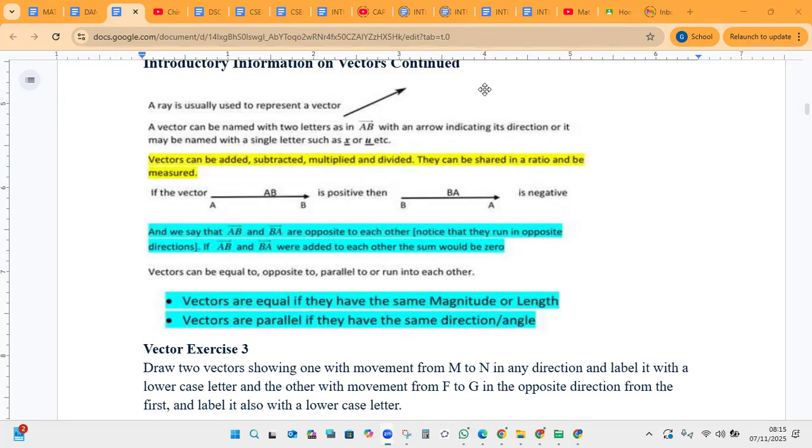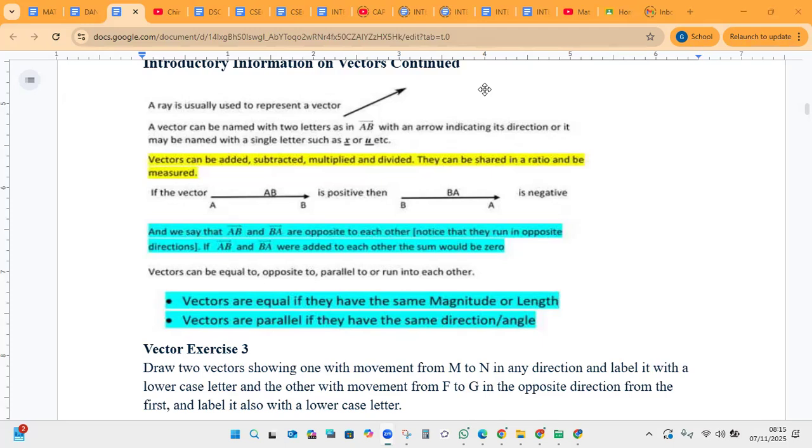Vectors can be equal to, they can be opposite to, they can be parallel to, or run into each other. Vectors are equal if they have the same magnitude or length. Vectors are parallel if they have the same direction or angle.